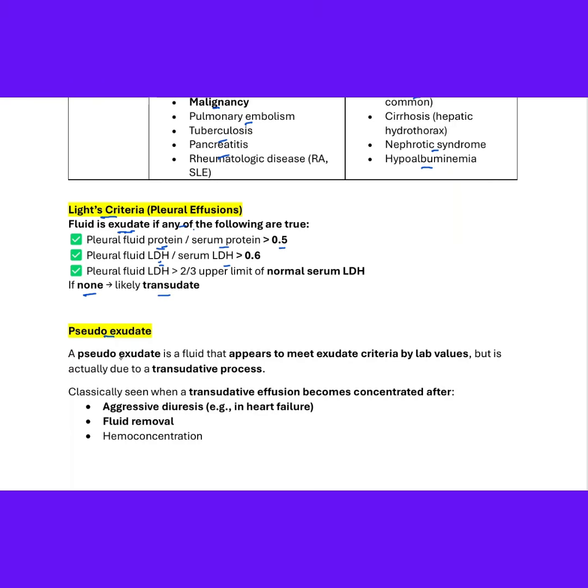So there's something we call pseudo-exudate. Let's talk about it. A pseudo-exudate is a fluid that appears to meet exudate criteria based on lab values, but is actually due to a transudative effusion. So which patient normally gets this? This is seen when your transudative effusion becomes concentrated after aggressive diuresis. So if you have a patient who has heart failure and you've been diuresing them, that transudative effusion could become what? An exudative effusion, or with fluid removal or hemoconcentration. Any of those could do it.